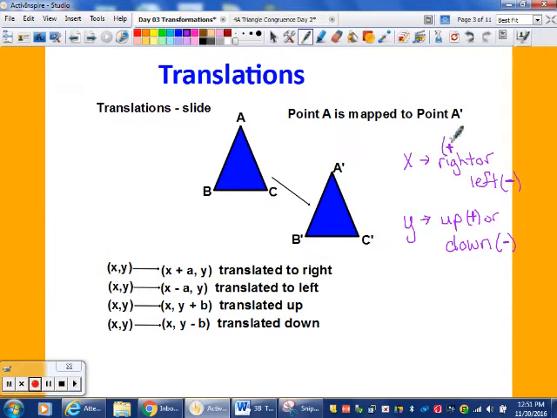Okay? Now, it's going to ask you on your assignment, given this point, write the translation in coordinate form. If you go right so many, or up so many, or left so many and down so many, or a mixture of the two. So you need to understand, if you're going right, you add to X. If you're going left, you subtract from X. And that's how you would write it. If you're going up, you'd add to Y. Sorry. If you're going down, you'd subtract from Y. Does that make sense on translations?